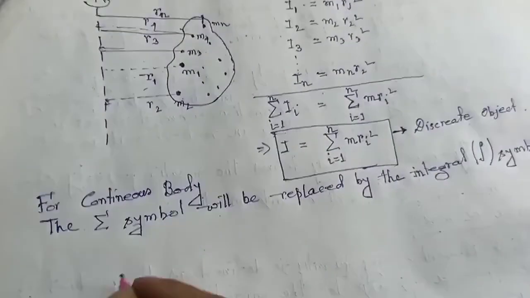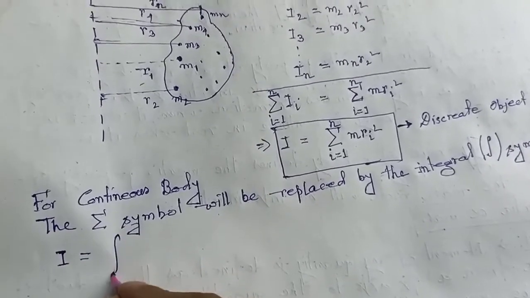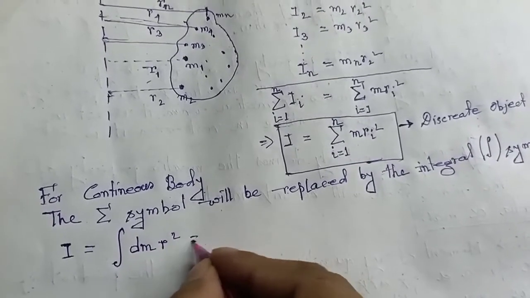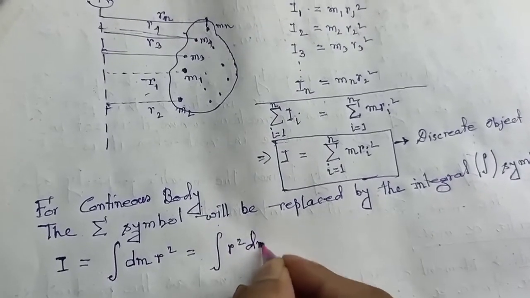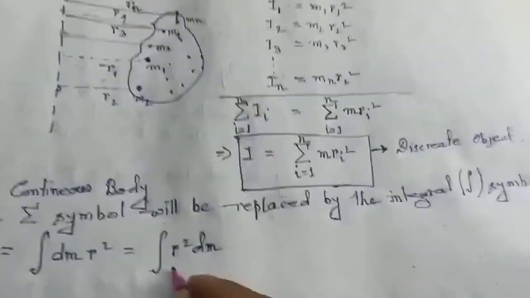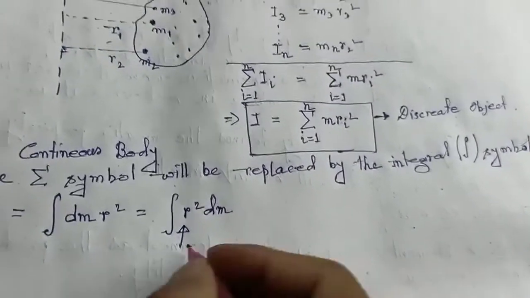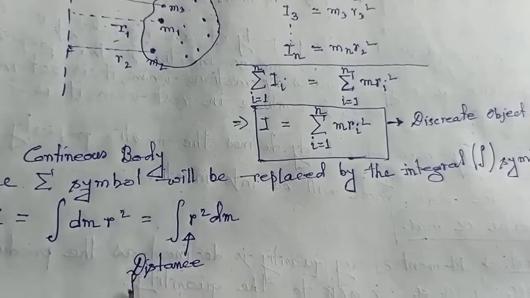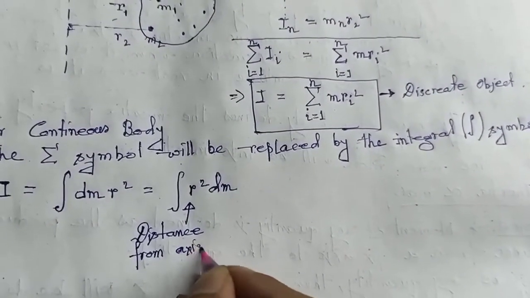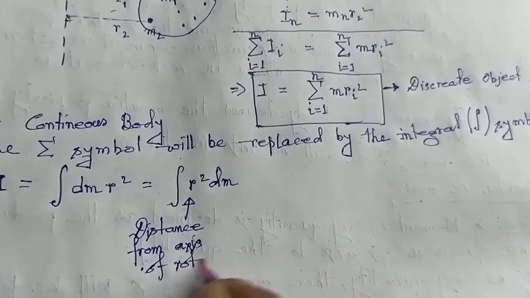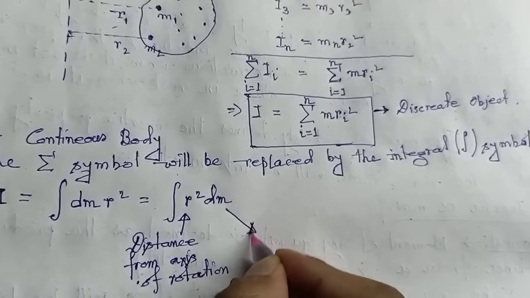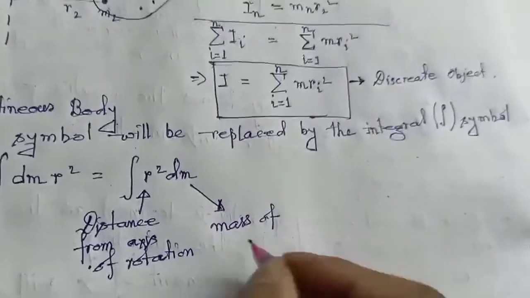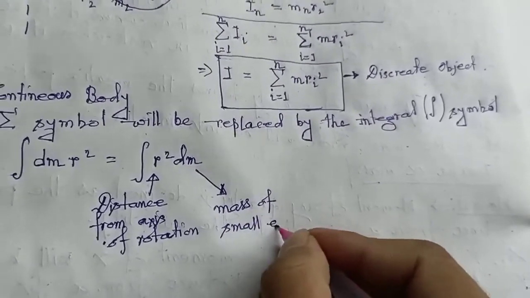In that case, the moment of inertia I becomes what? I becomes the integration of dm r square, or it will be equal to the integration of r square dm, where r represents the distance from the axis of rotation, and dm represents the mass of a small element of the object.